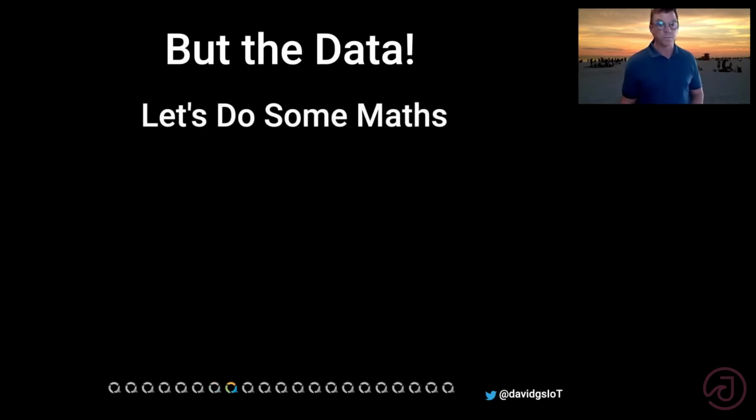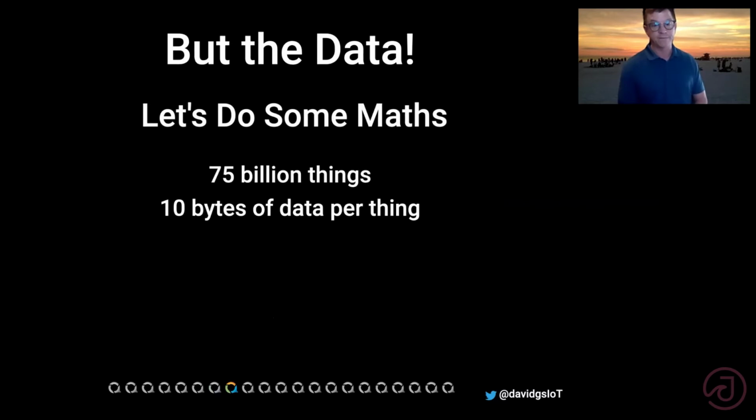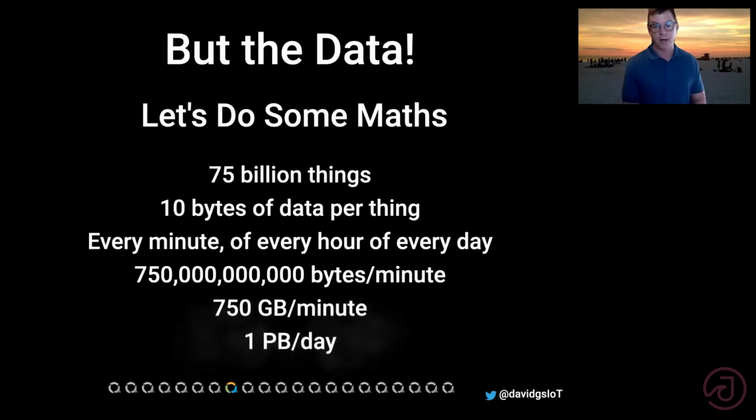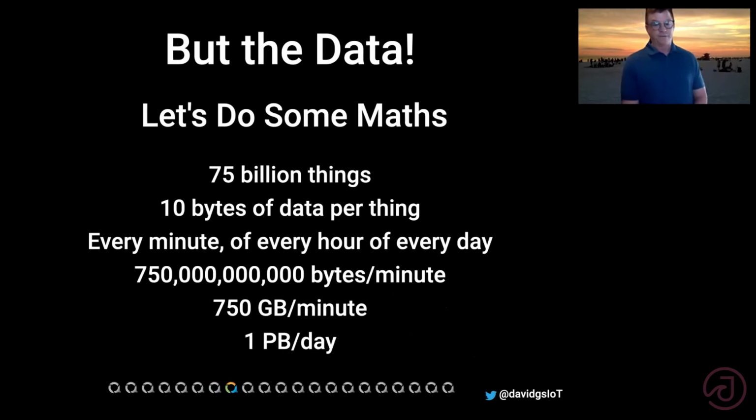And so we're going to do a little bit of math. 75 billion things, 10 bytes of data per thing, every minute of every hour of every day forever. That's about 750 gigabytes a minute. That's a petabyte a day. And the thing about the Internet of Things is once you start turning these devices on, you typically don't turn them off. So once it starts sending data to you, it is going to send data to you forever. So you're looking at a petabyte a day of data, and that's forever. That's going to add up really quickly.